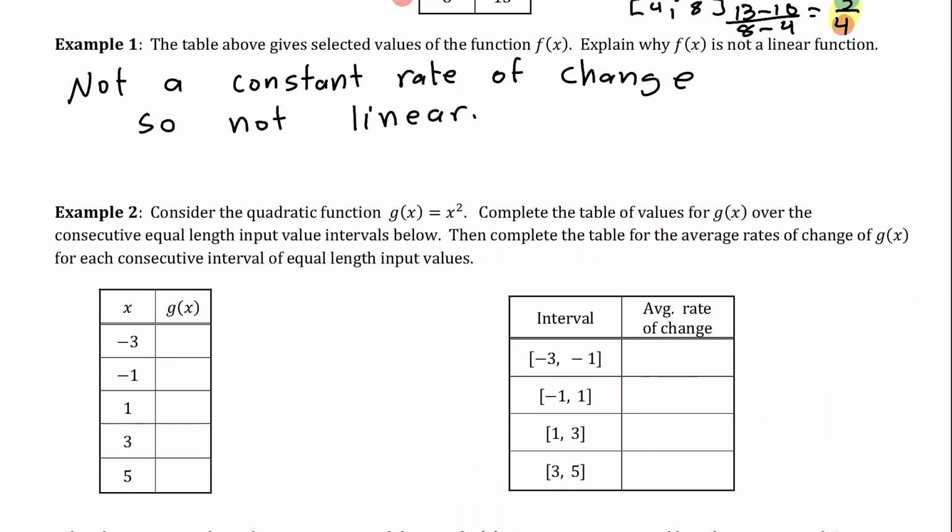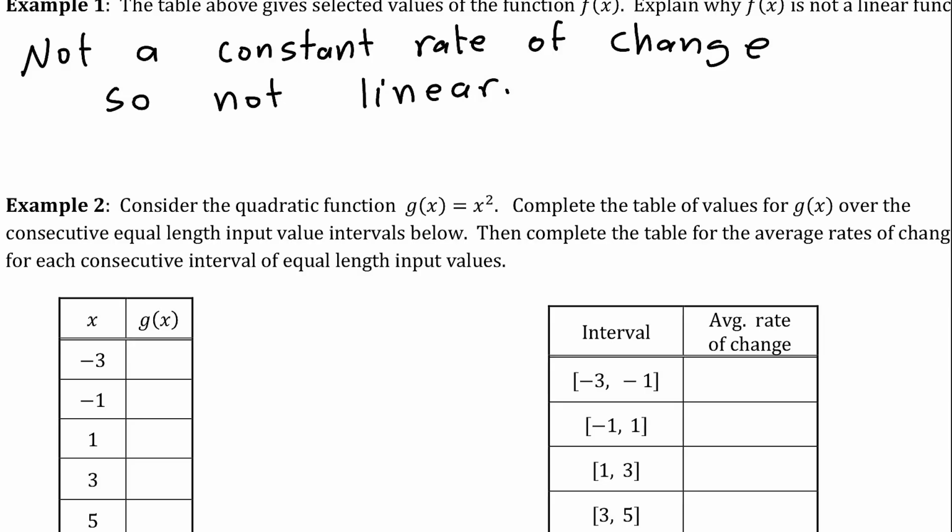Talking about quadratics now, you should remember, hopefully, from last year in Algebra 2, we talked about quadratic functions. You can tell it's a quadratic because it's going to have a little squared for an exponent, an x squared. So consider the basic quadratic function g of x is equal to x squared. Complete the table for the values of g over the consecutive equal length input value intervals below. Then complete the table for the average rates of change for each consecutive interval of equal length input values.